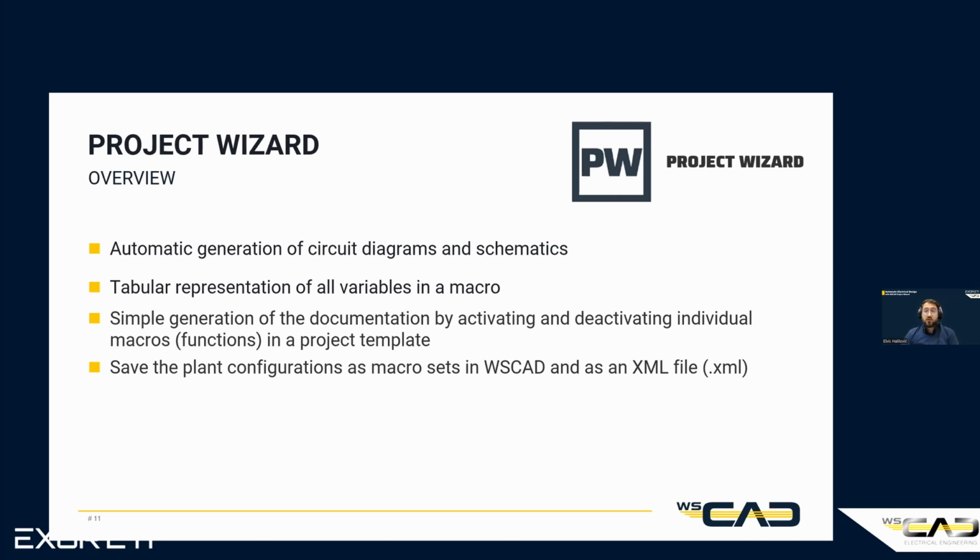Project Wizard utilizes macros where variables like references, symbol tags, line names, structure identifiers, etc. are stored. These variables are displayed in a table format for easy editing. You can assign multiple variables to each macro, and values can be customized for each variable. Article data can also be imported from an external article database.